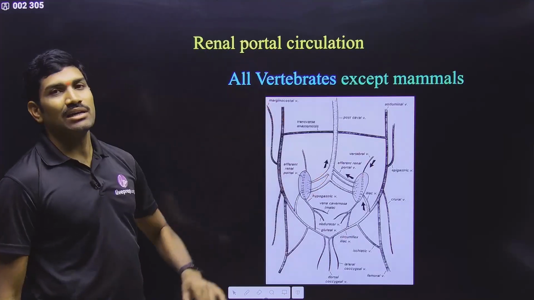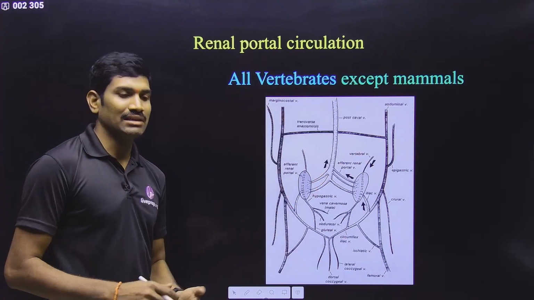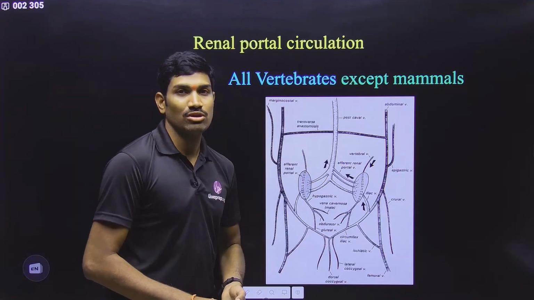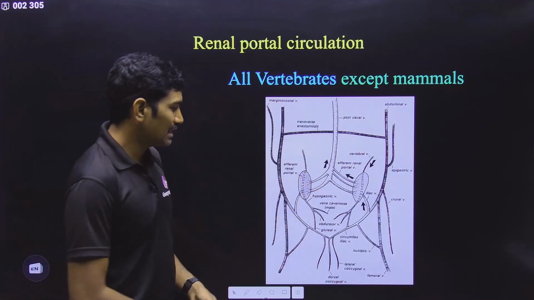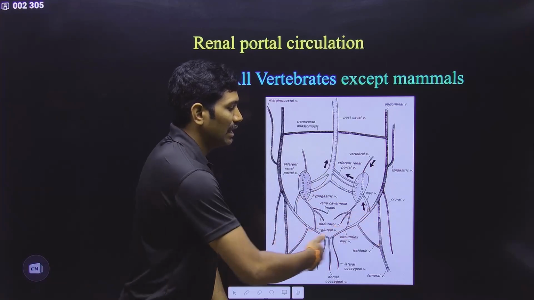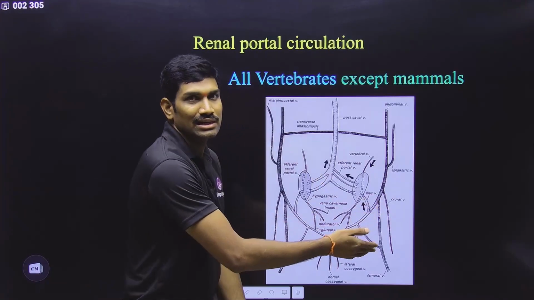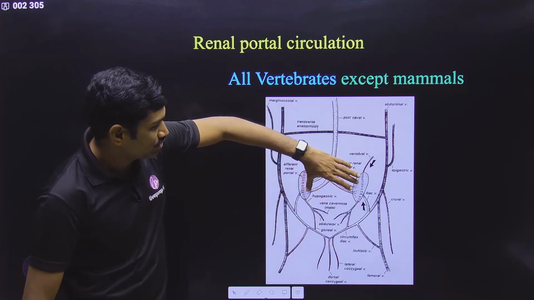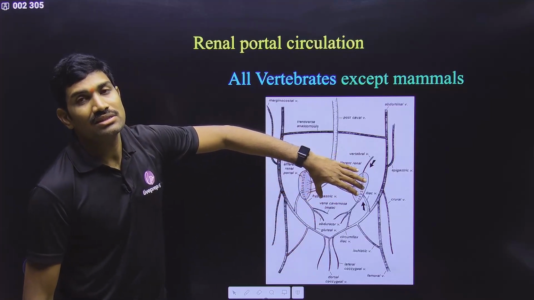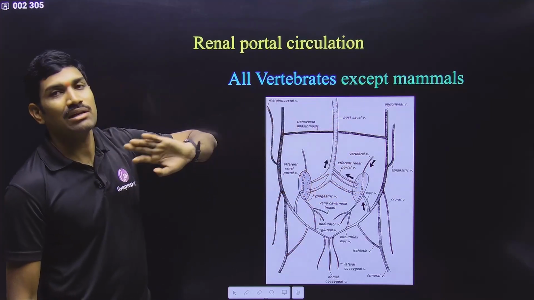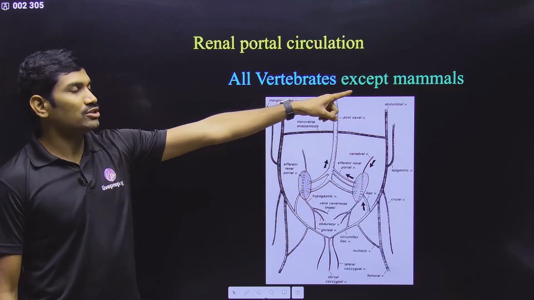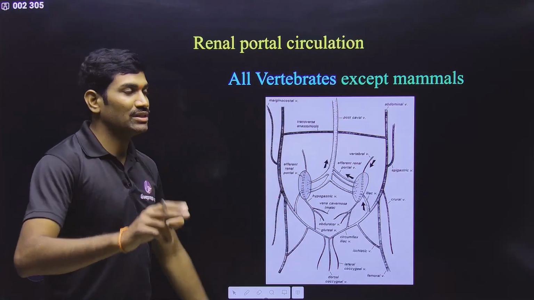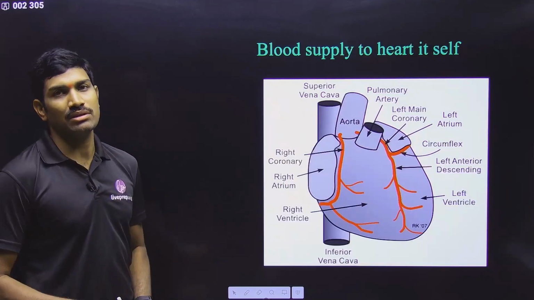Next one, renal portal circulation. Mainly we are studying it in amphibians and reptiles, but it is present even in fishes also. It is collecting the blood from the hind limbs, hind limbs meaning legs and all, and also from the tail. Finally, blood is going to the kidneys. Since the blood is going to the kidneys, it is the renal portal circulation. Clear? But it is not present in mammals. So this renal portal circulation is absent in human. Very, very important. So please remember this.